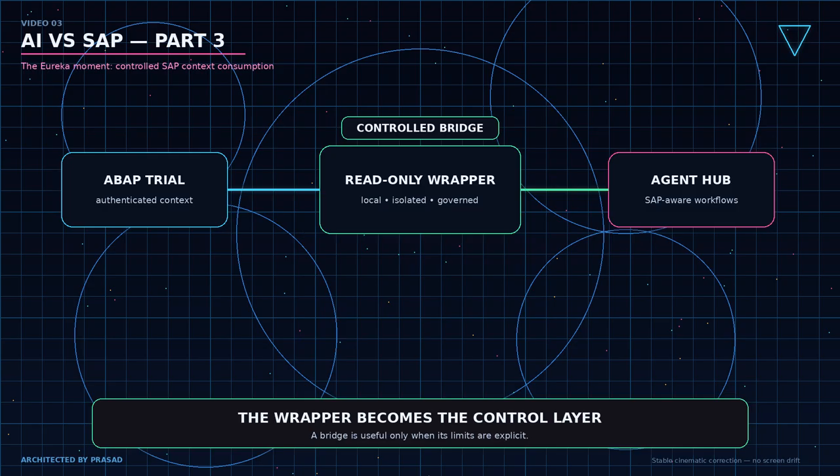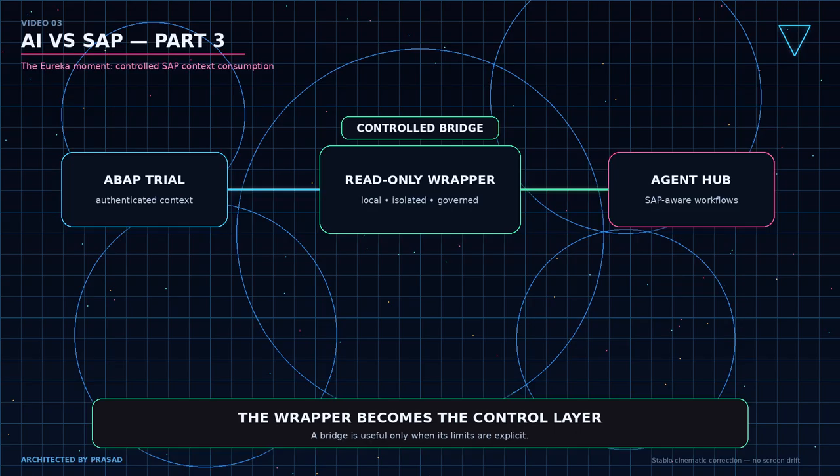So the architectural question became very clear. How do we make the trial system consumable by AI agents without storing the SAP password, without exposing browser tokens, and without disturbing the existing connector architecture? The answer was a local, isolated, read-only ABAP cloud wrapper.